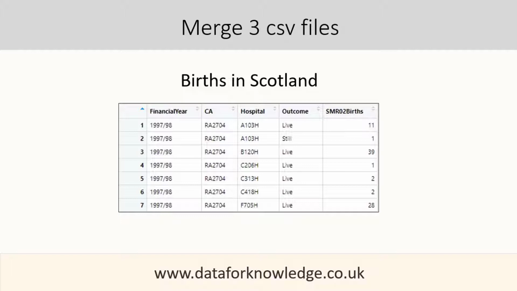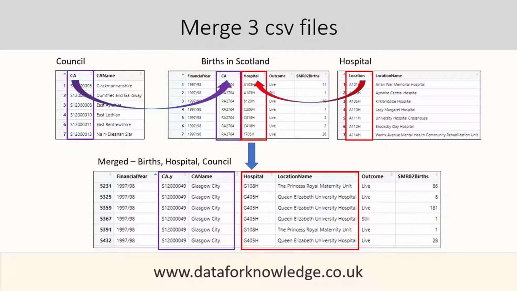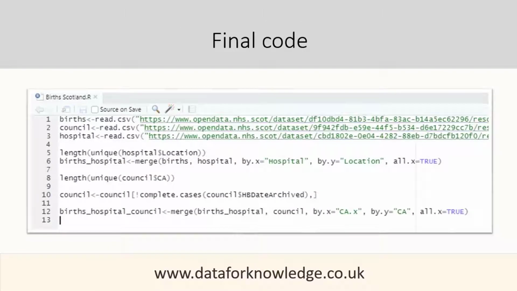You look at the dataset and think, OK, the numbers are there, but I can't see where in Scotland the births have occurred, and this is something your user is asking for. To add this additional information, all you need to do is merge this CSV file with other files containing the hospital names and council areas. This involves only a few lines of R code, and this is our final script.